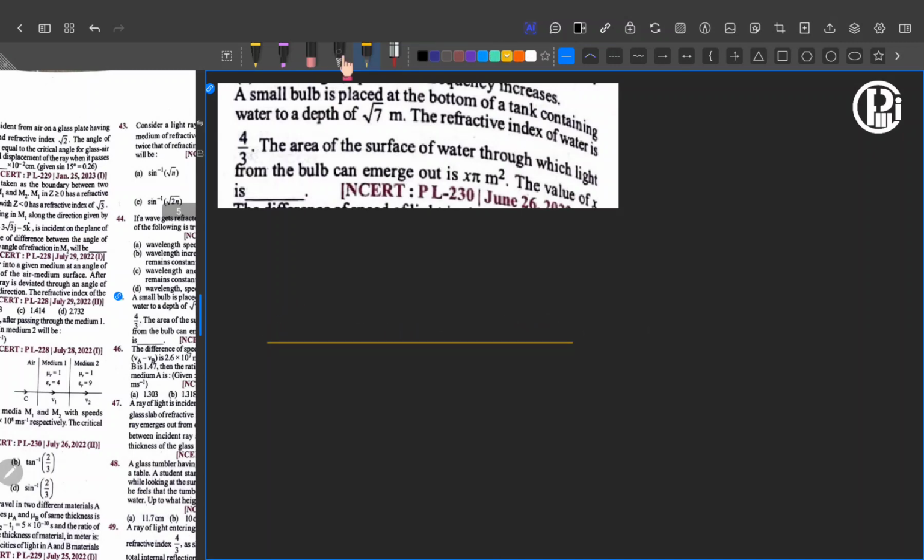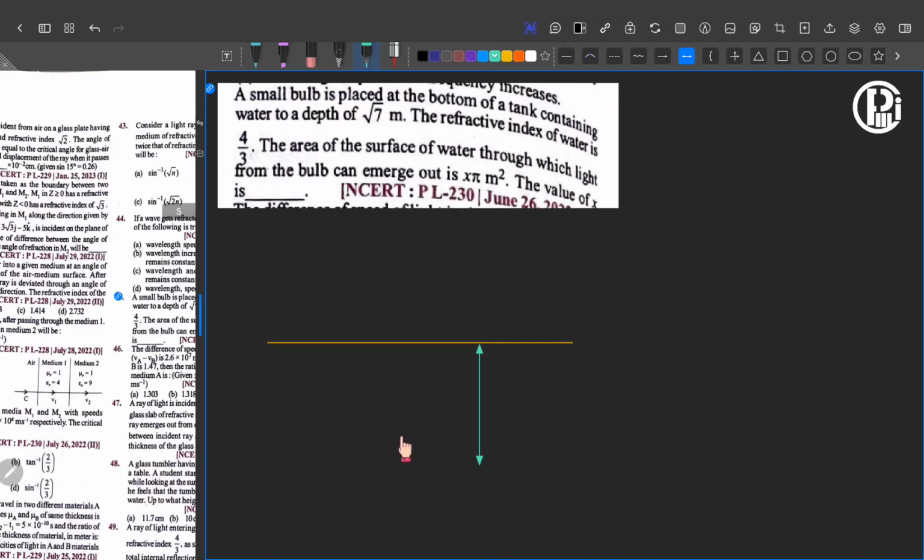So let this be the interface, and let this be the normal line, or there is no need of a normal line. A small bulb is placed at the bottom. So this one is a bulb. A small bulb is placed at the bottom of a tank containing water to a depth of root 7 meters. So the water height is root 7 meters. The refractive index of water is 4/3. The area of the surface of the water through which light from the bulb can emerge out is?